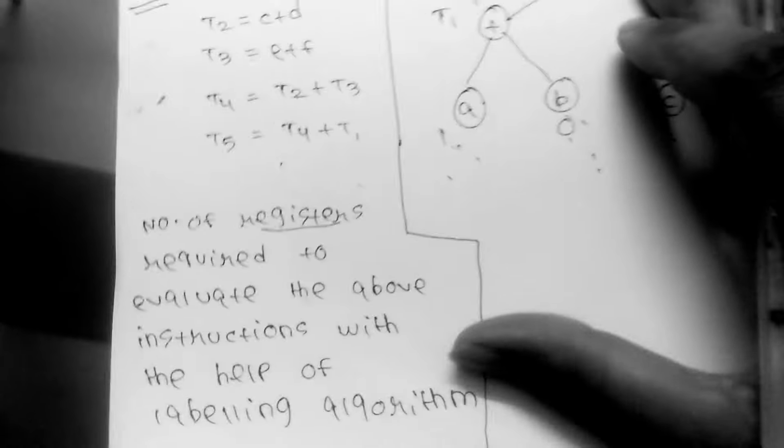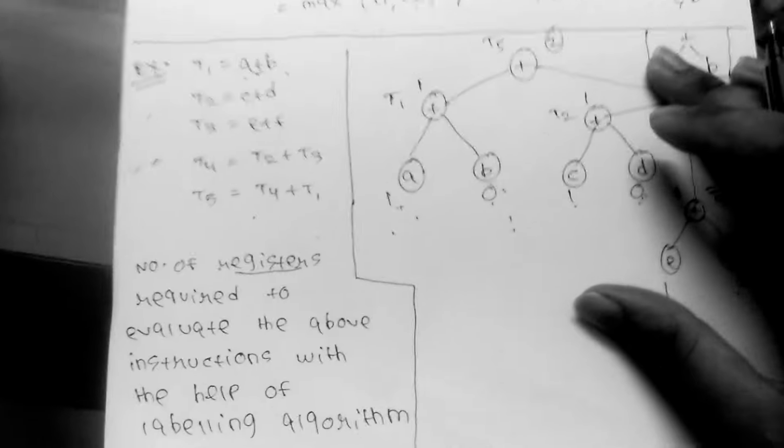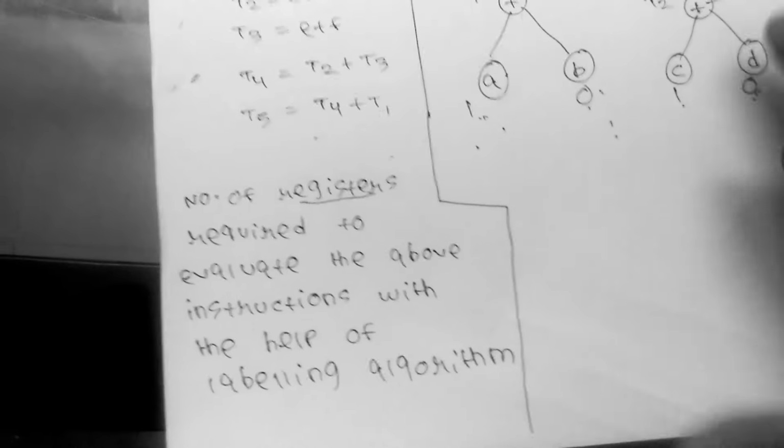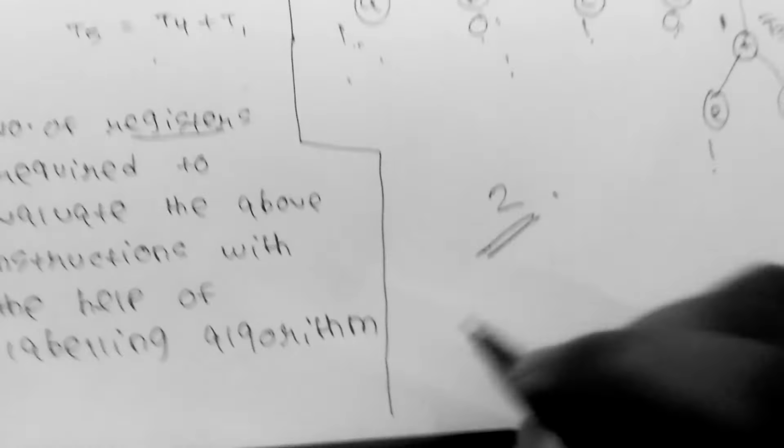So basically our question is that we have to identify the number of registers required to evaluate the above instruction tree. So guys, remember, the value of the root node will be the answer for the number of registers. So the number of registers required to evaluate the above instructions, these 5 instructions, is basically 2. So 2 is our final answer.